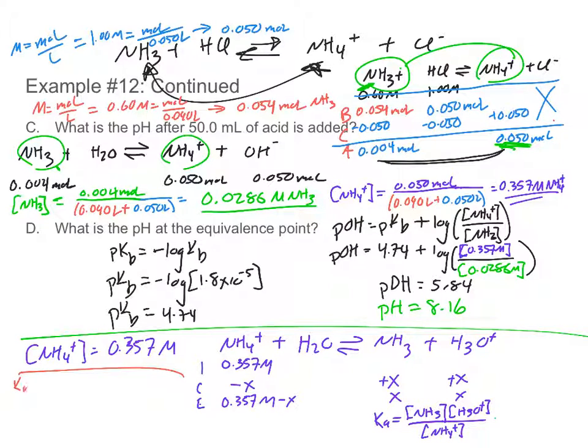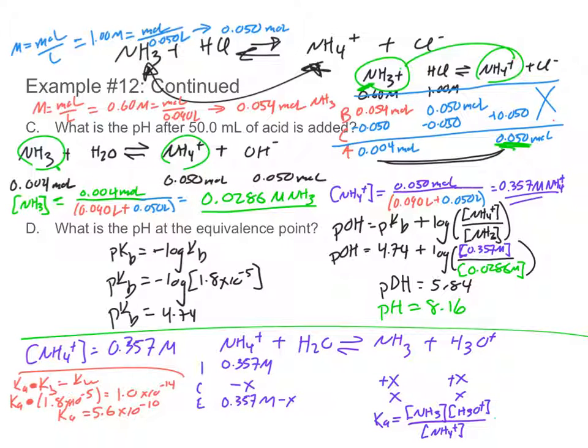So Ka times Kb equals Kw. Ka times the 1.8 times 10 to the minus 5 equals 1.0 times 10 to the minus 14. Ka will equal a value of 5.6 times 10 to the minus 10.